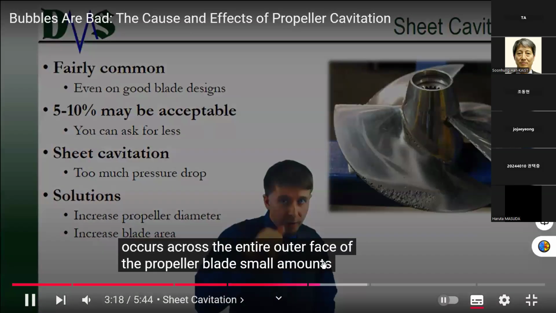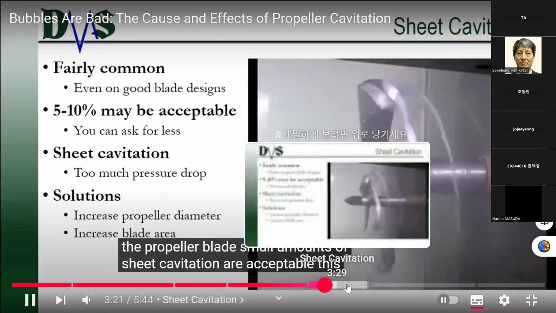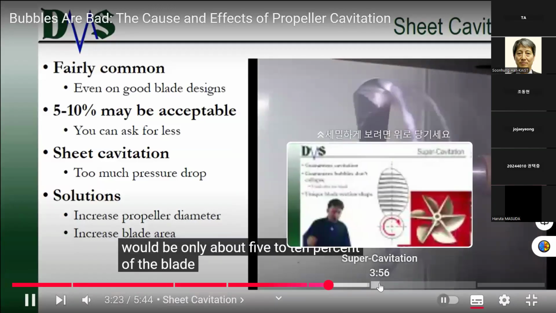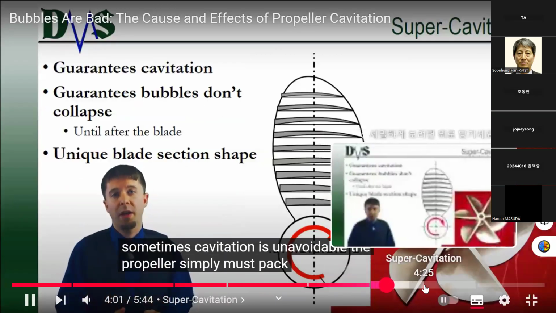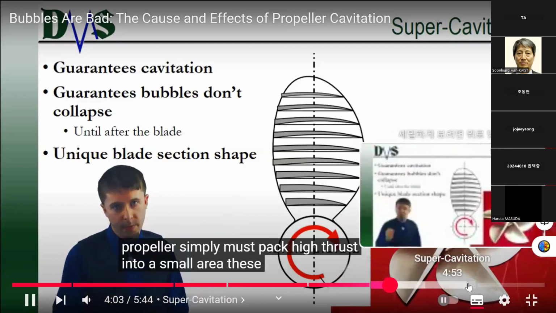Small amounts of sheet cavitation are acceptable. This would be only about 5 to 10% of the blade area, and it's unavoidable. The propeller simply must pack a high thrust into a small area.